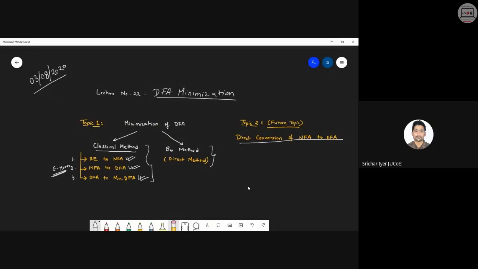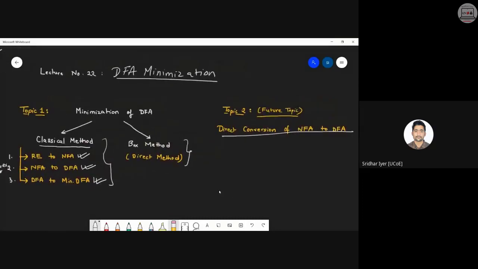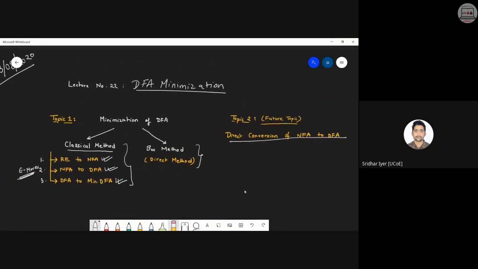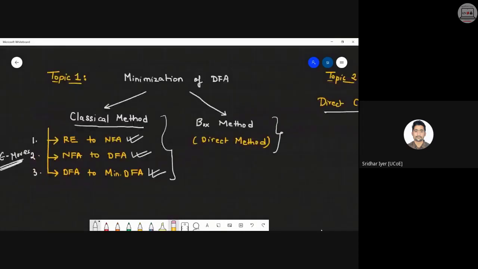So let's quickly revise what we had done in the last lecture. Then I will give you some new problems to solve. In the previous lecture, I had told you that we can minimize DFA using two methods. First, we are going to see, we already saw what exactly we mean by classical method. Basically, classical method consists of these three steps.